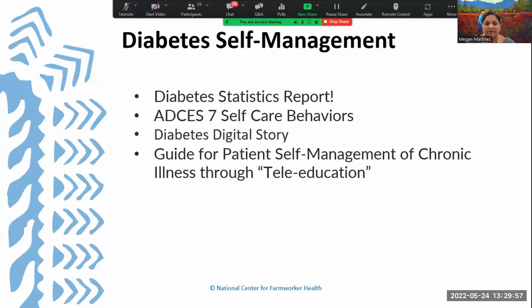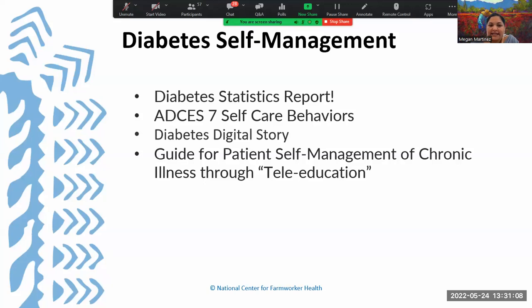Additionally, there's also information about the ADCES 7 self-care behaviors, the Association for Diabetes Care and Education Specialists self-care behaviors. And these include healthy coping, healthy eating, being active, taking medication, monitoring your diabetes, reducing risks, and problem solving. So these 7 self-care behaviors are really meant to provide the framework for diabetes care and education specialists so that they can work with people living with diabetes or prediabetes and help them make informed decisions for themselves. So these self-care behaviors are really all about driving positive outcomes, right? And they're really person-centered, and they allow individuals living with diabetes to make goals for themselves and see them through and really take control of their overall health. So lots of good information about that there as well.